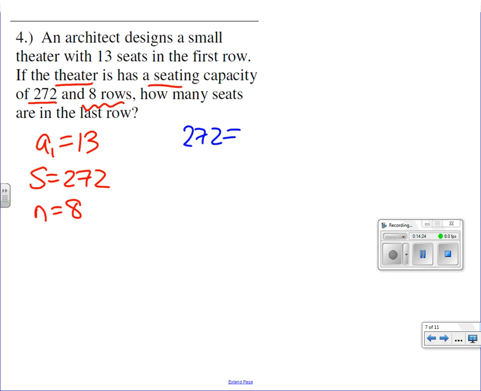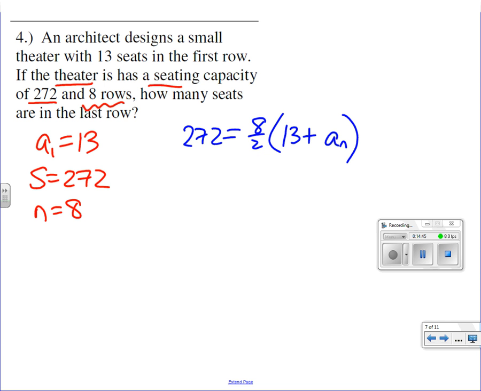And then for N, I'm going to put in 8. And I'm using the purple formula, guys, for A1, 13, and I don't know AN. Okay. Kayla, do I have enough information to solve? Yes. Okay.